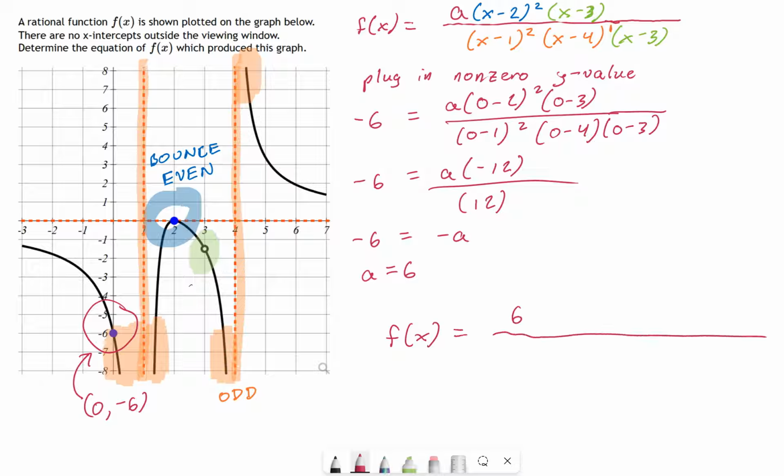So I have 6, that's my vertical scaling factor. I have my x-intercept, which is even. It's a bounce at x minus 2 squared. Then there's a hole at x minus 3, top and bottom. And then I have two vertical asymptotes: x minus 1 squared, that was the even one on the left, and x minus 4, not squared, that's the odd one on the right. So there you have it.